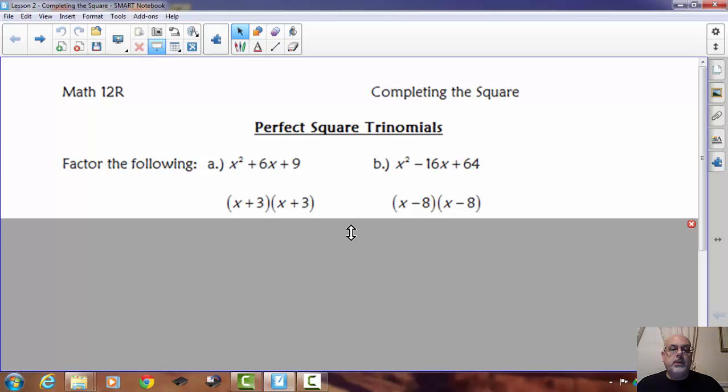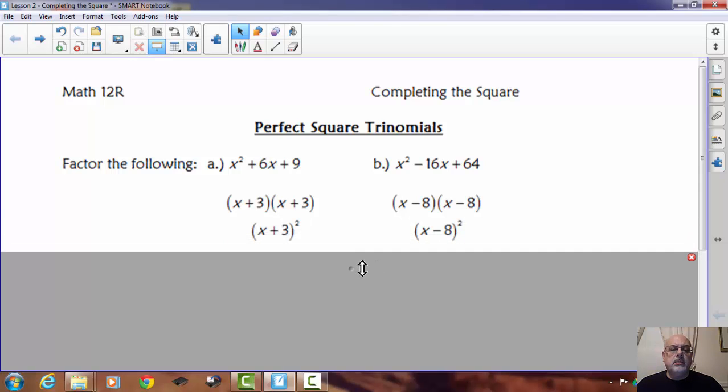When we look at how they factor, the one on the left is x squared plus 6x plus 9. That factors to x plus 3 times x plus 3. And the one on the right, x squared minus 16x plus 64, factors to x minus 8 times x minus 8, or in this case, x plus 3 squared, or this one, x minus 8 squared. Those are called perfect square trinomials.